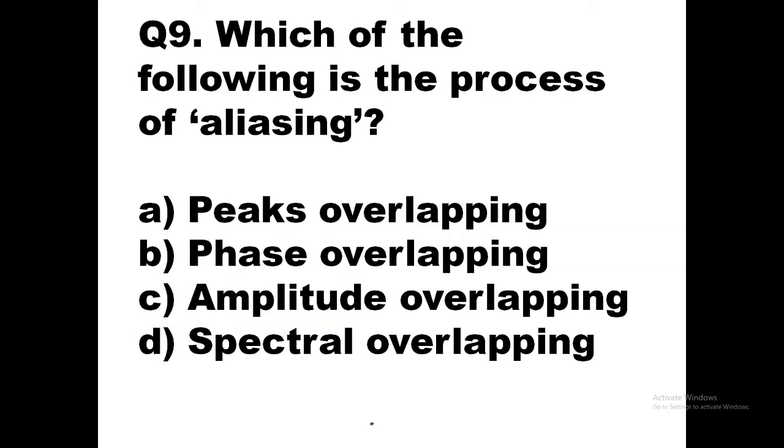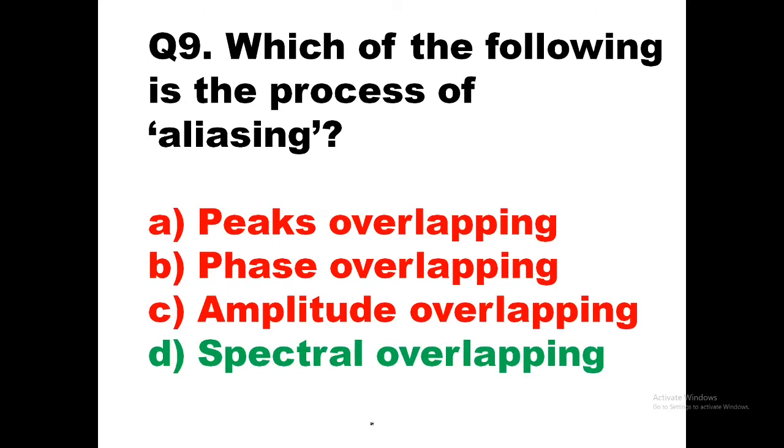Question number 9. Which of the following is the process of aliasing? In aliasing, two frequency spectrums overlap because you have not maintained the sampling theorem: the sampling frequency is less than twice the highest modulating frequency. Then you get spectral overlapping, where the higher frequency information of the original signal overlaps with the next double sideband lower frequency signals. That is called spectral overlapping. So the answer is D, spectral overlapping.